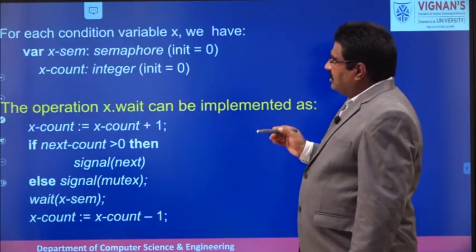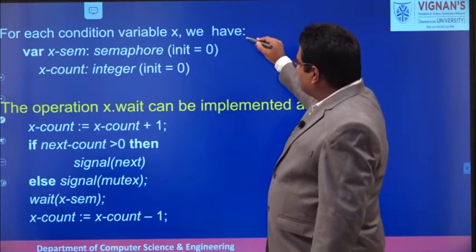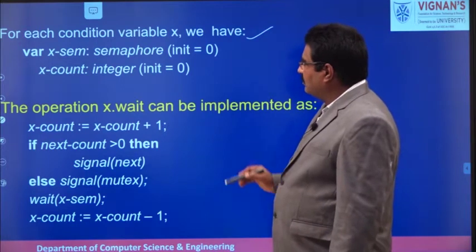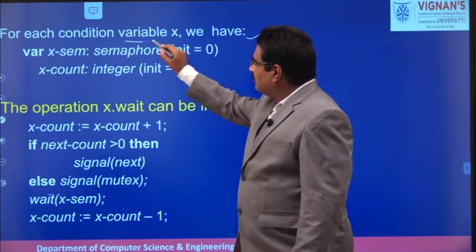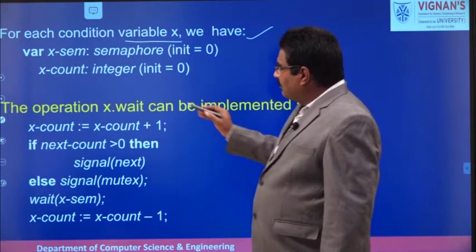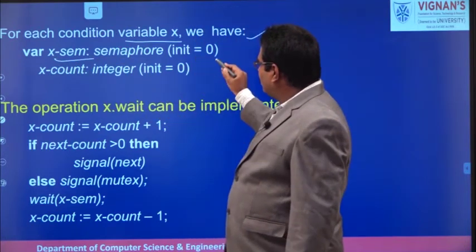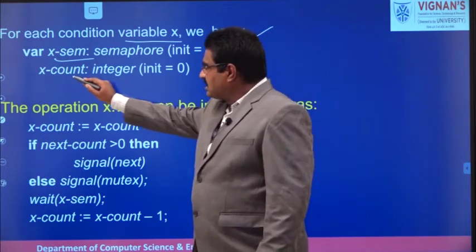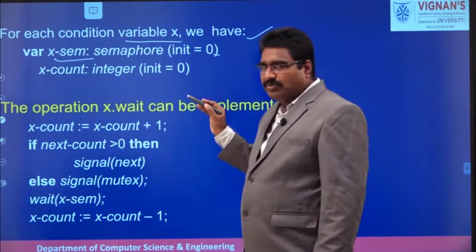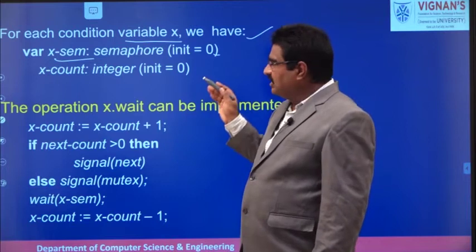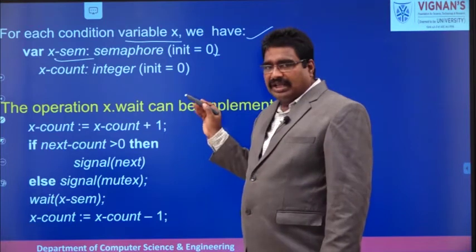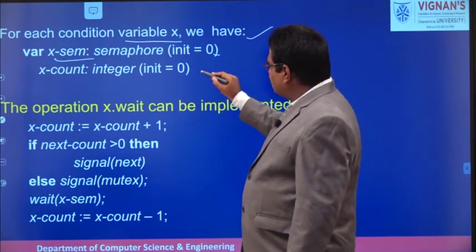Now we will discuss the implementation of condition variable x using semaphores. Here we are assuming that x is a condition variable. For every condition variable x, we use two data items. One is xsem, a binary semaphore whose initial value is 0, and another is x count, an integer variable whose initial value is also 0. So for every condition variable implemented using semaphores, internally it uses these two data items: xsem, a semaphore with initial value 0, and x count, an integer variable with value 0.